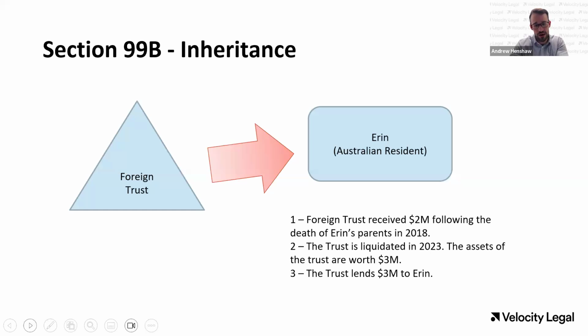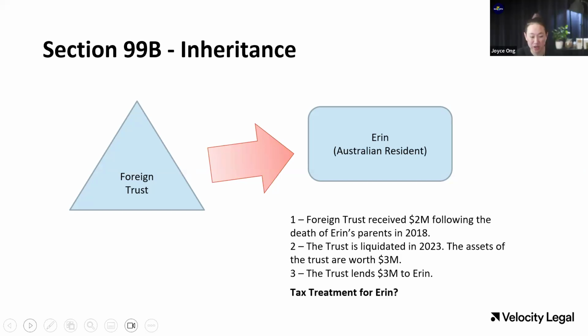In this scenario, we've got the trust making a loan, which is deemed to be essentially a distribution. It's to a resident, so we're in section 99B. And then what would be excluded? We'll start with 3 million. Well, the 2 million is essentially corpus. It's essentially a genuine gift. That would be excluded. So the $1 million would be included as assessable income under this. And there is also a very punitive interest charge that would apply as well, which can be very, very significant in addition to the $1 million of assessable income.